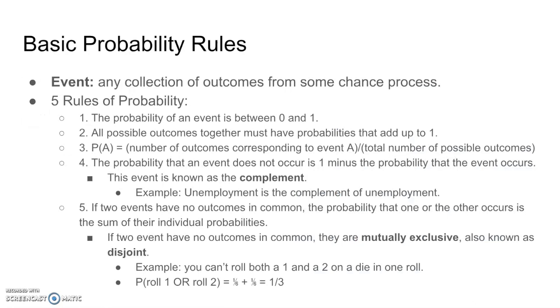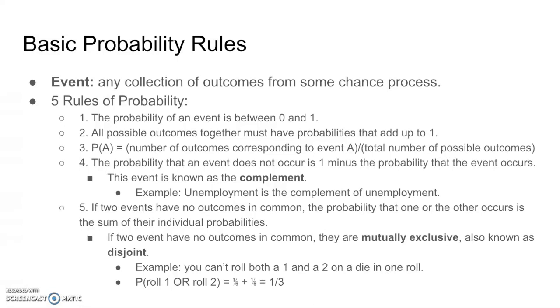Now let's go into basic probability rules and terminology. We've talked about events a little bit, and it's defined as any collection of outcomes from the same chance process. Here are the 5 rules of probability. 1. As we said before, the probability of an event must be between 0 and 1. 2. All possible outcomes together must have probabilities that add to 1. 3, and we went over this one, the probability of an event occurring is the number of corresponding outcomes over the number of possible outcomes. 4, the complement of an event is the probability that the event doesn't occur, and it's equal to 1 minus the probability that it does occur.